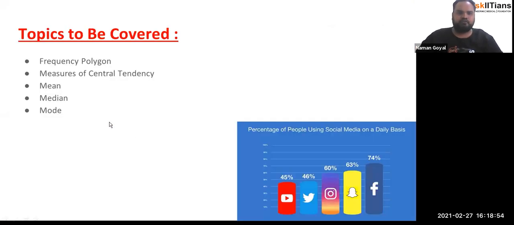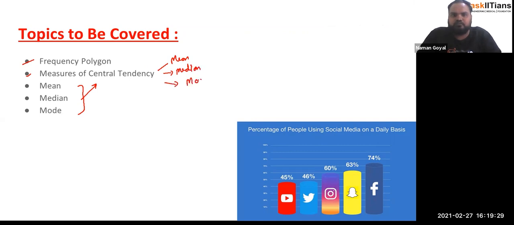In today's lecture, we are going to cover these topics. First is frequency polygon. In the previous lecture, I already told you how to draw the graph of a frequency polygon, and we did a question. In today's lecture, we also learn how to draw the graphs of frequency polygon. Next is measure of central tendency. These three things come in the category of measure of central tendency: first is mean, then median, and then we are going to learn about mode also.